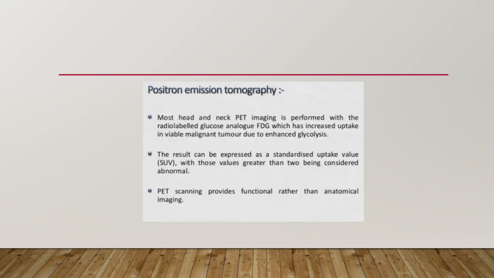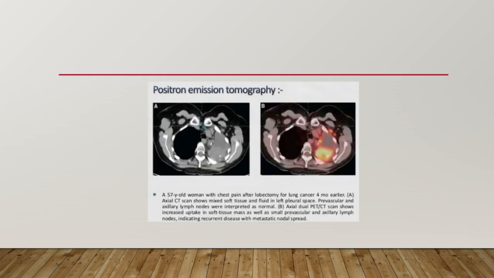The newer technologies are a PET scan, where we use radio labeled glucose analogs. FDG glucose uptake is seen because in the malignant tumor there is increased glycolysis, so hence there is increased uptake of the glucose. So PET scan provides functional rather than anatomical imaging, the functional status of the tissue, whereas in this case, since the malignant tumor has enhanced glycolysis, there is increased uptake. So that is the basis of positron emission tomography.